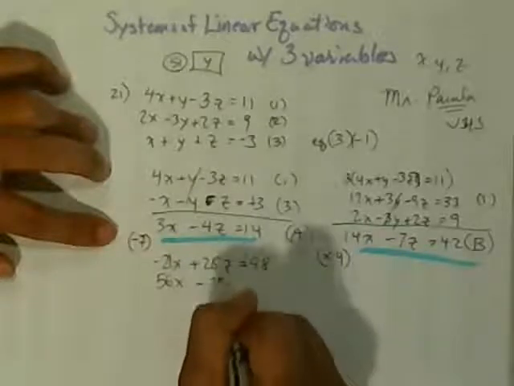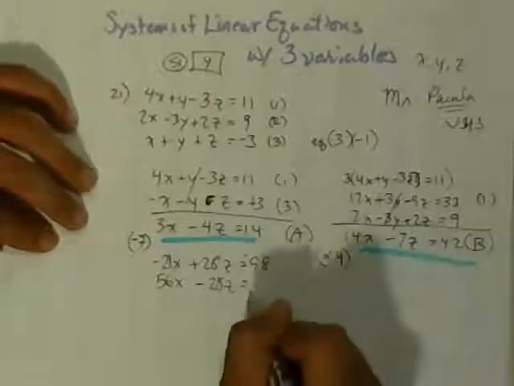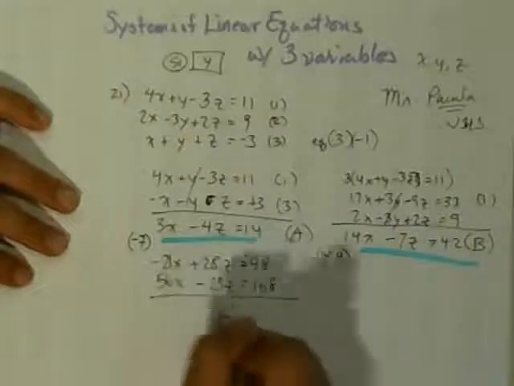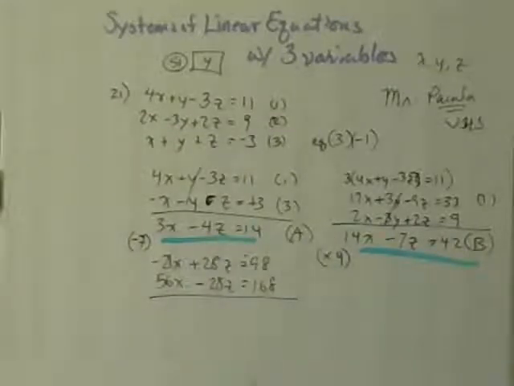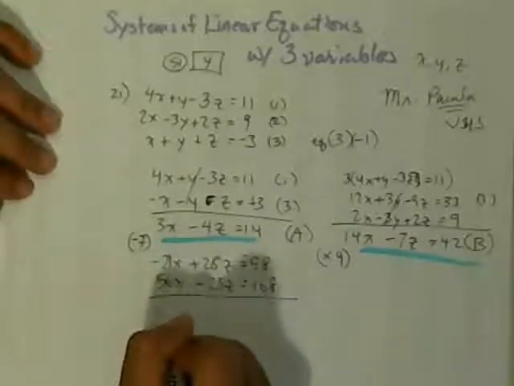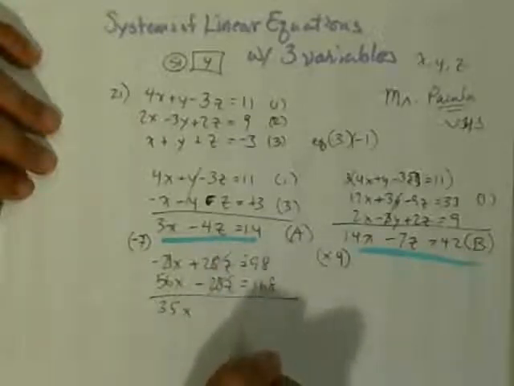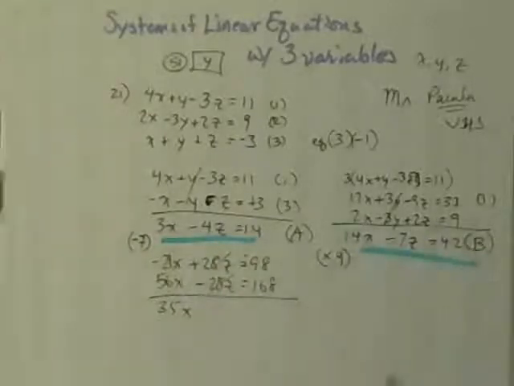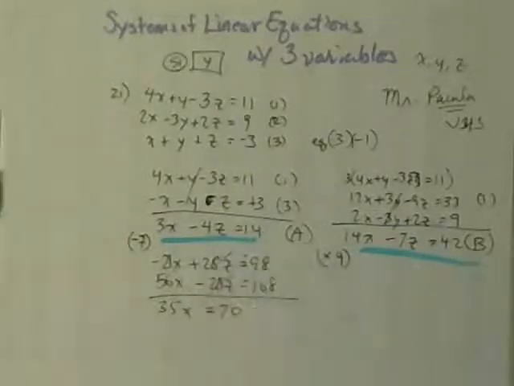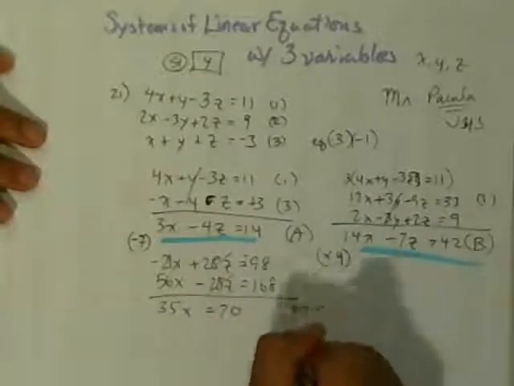Minus 28z is equal to 42 times 4, which is 168. And so you end up with a very big number. I hate working with big numbers, but it's okay. 56 minus 21 is going to be 35x. These cancel. 168 minus 98 is going to be 70. Divided by 35, I get x is equal to 2.